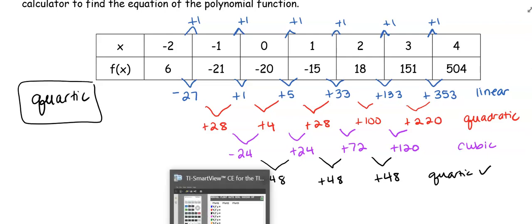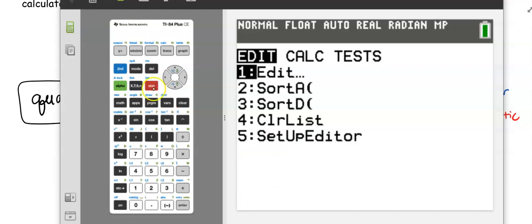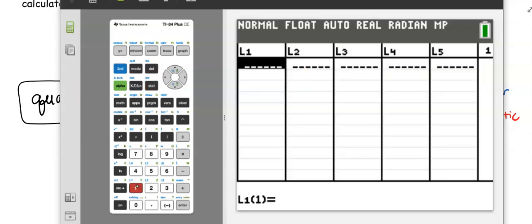What we need to do here is we have our calculator out. I'm going to hit the stat button. We haven't used the stat button yet, I don't think. So the stat button is right here. It's by the arrows, underneath delete. I want to edit number 1, and what that does is it lets us edit our list.